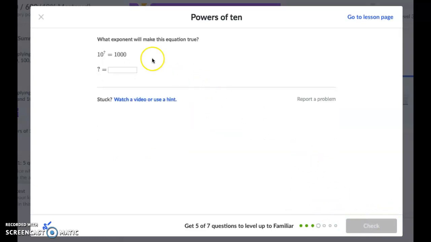What exponent will make this equation true? So 10 to the what power is going to be 1,000. Well, I can look right here and I see that there's 3 zeros in my answer. So that means it has to be 10 to the 3rd power.